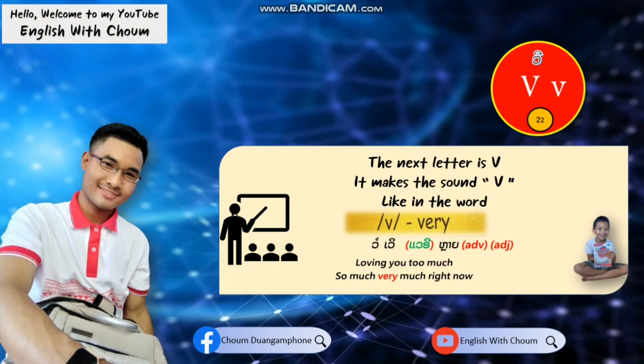Number 22, V. The next letter is V. It makes the sound V, like in the word very, like loving you too much, so much, very much right now.